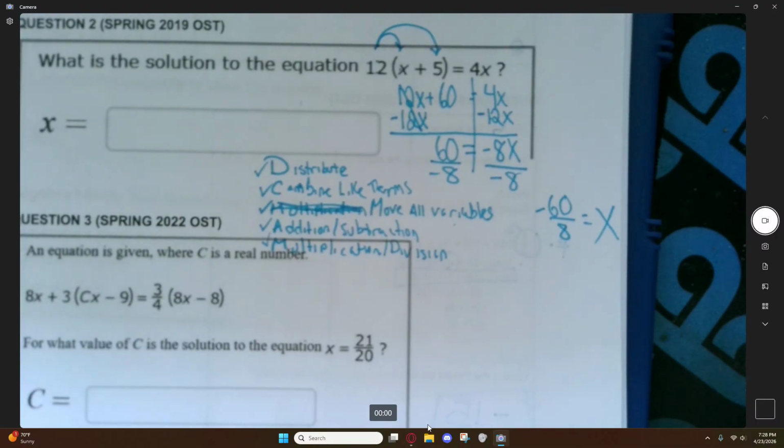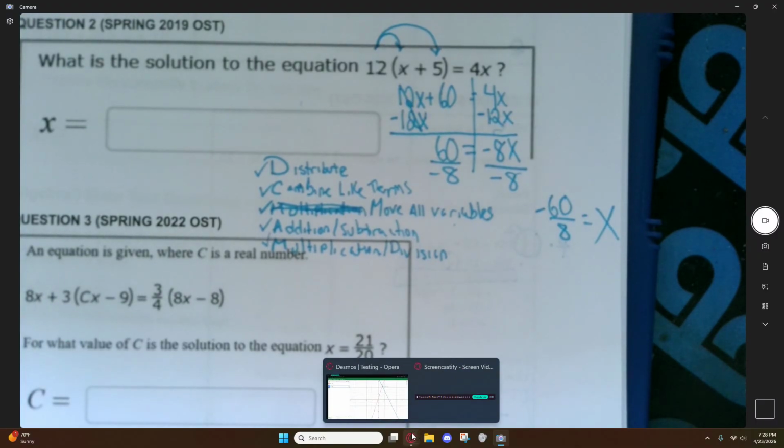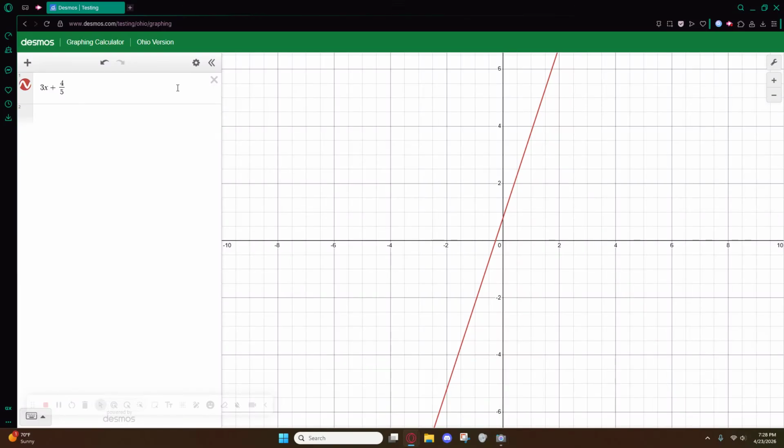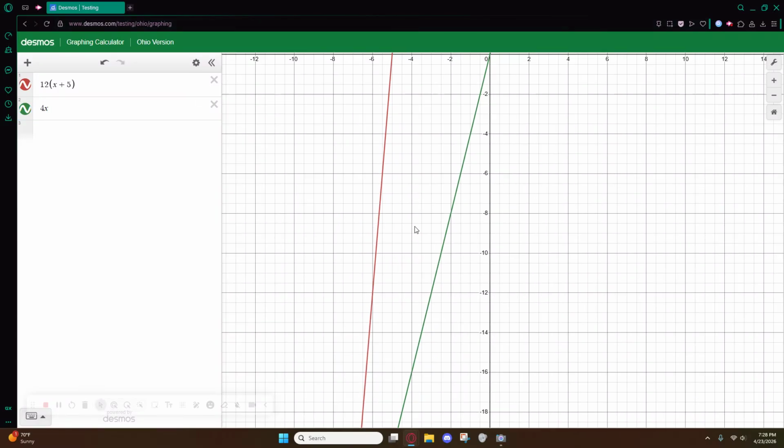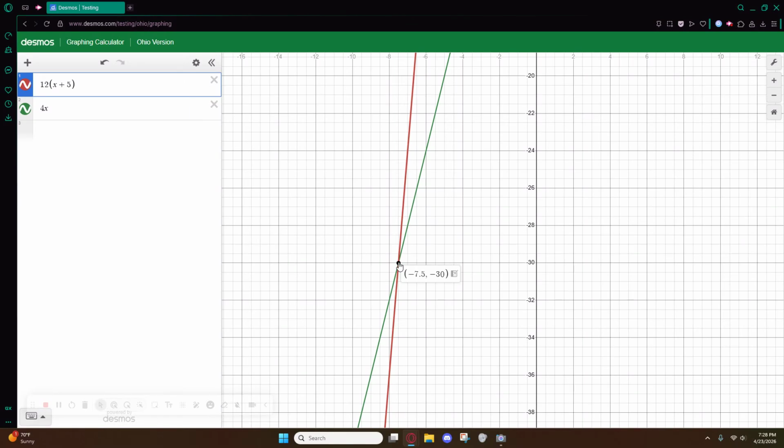Or, instead of doing that whole thing, you could just go into my favorite, Desmos. 12, parentheses, x plus 5. And then on the other side, 4x. Find out where they cross. Negative 7.5. If you put negative 60 divided by 8 into your calculator, you will get negative 7.5. So, either way you do it.